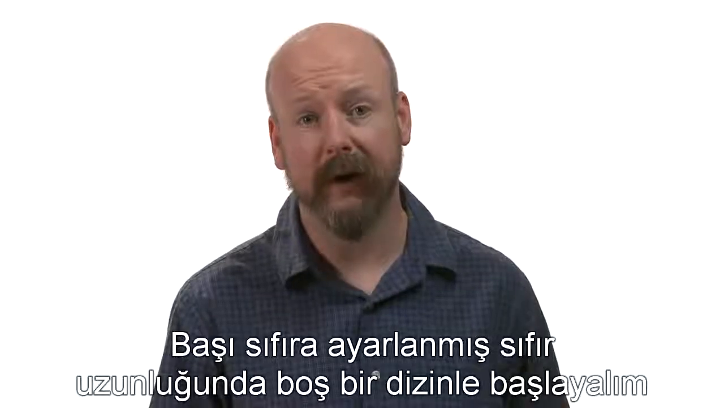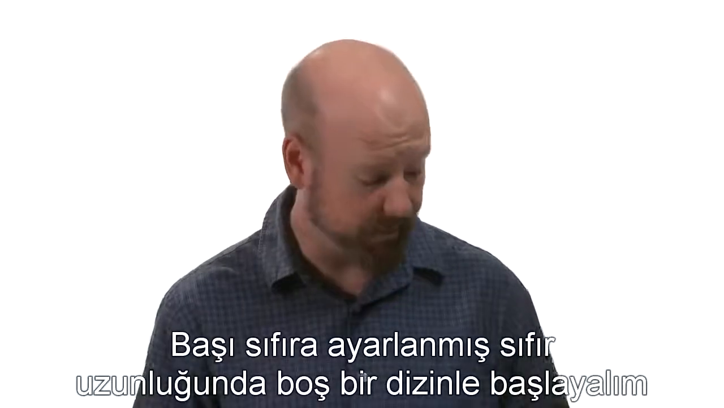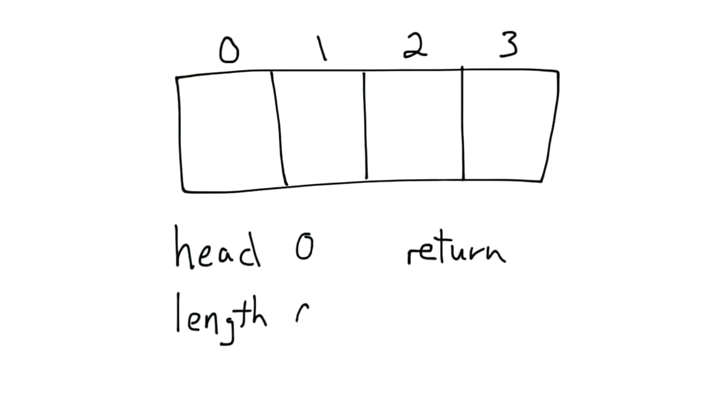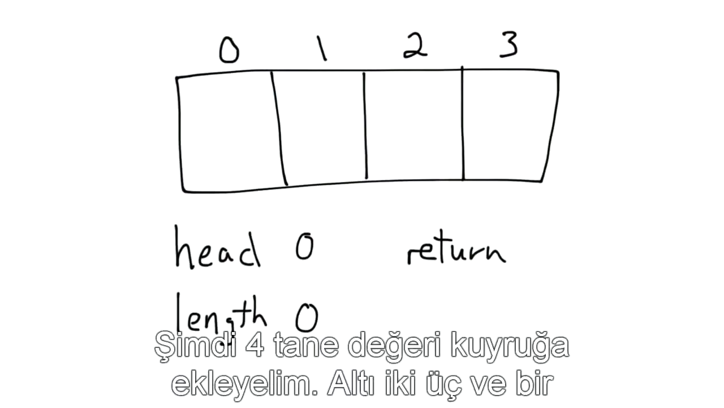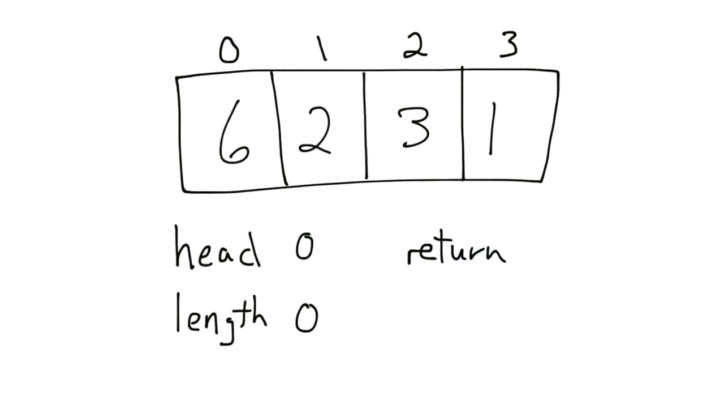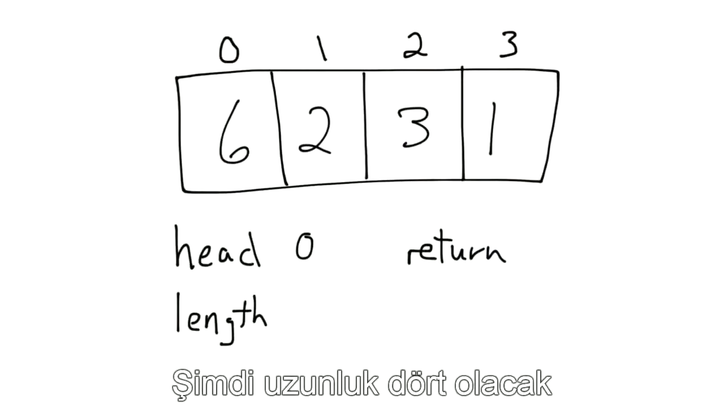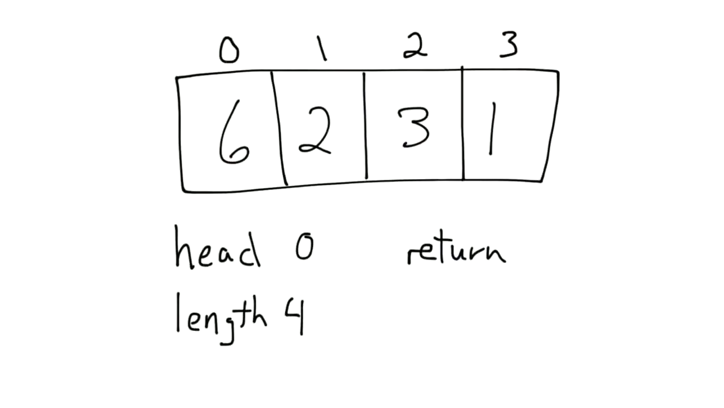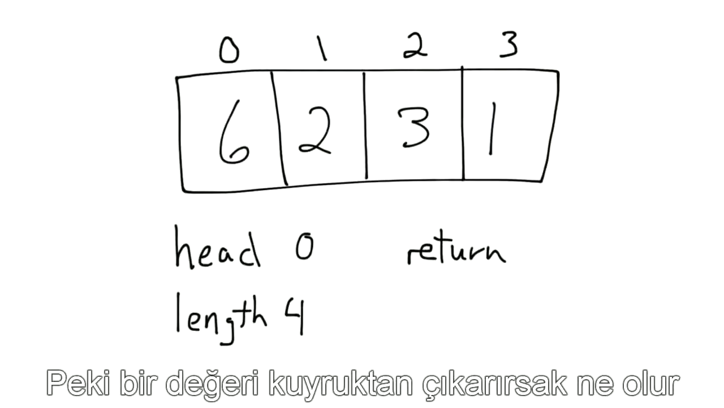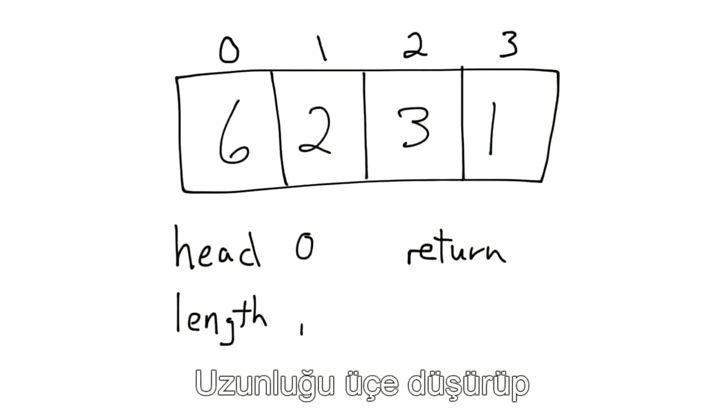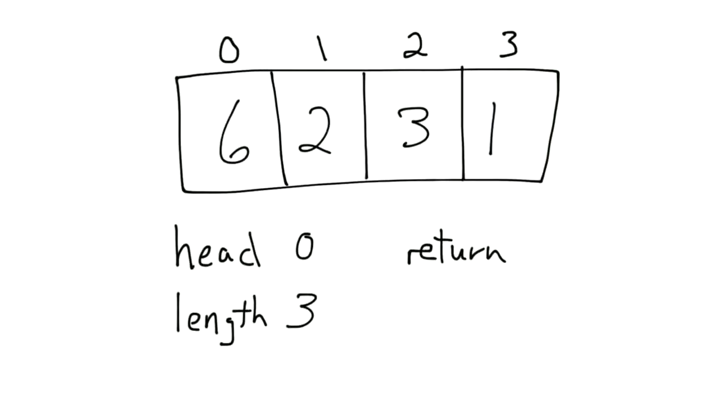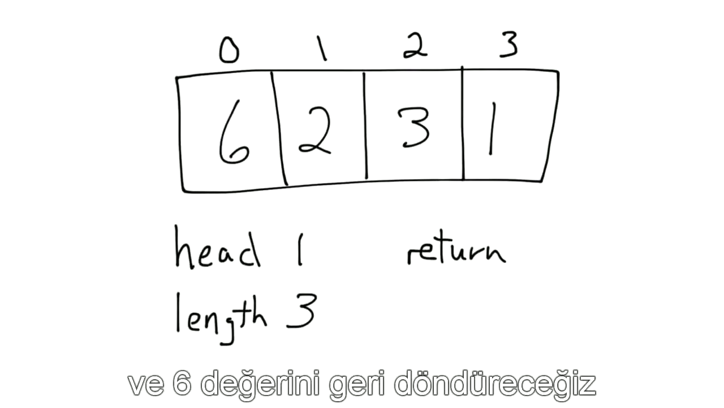Let's start with an empty array of length 0 with the head set to 0. Now let's enqueue 4 values, 6, 2, 3, and 1. The length will now be 4, and the head will stay at 0. What happens if we dequeue a value? We will reduce the length to 3, set the head to 1, and return the value 6.